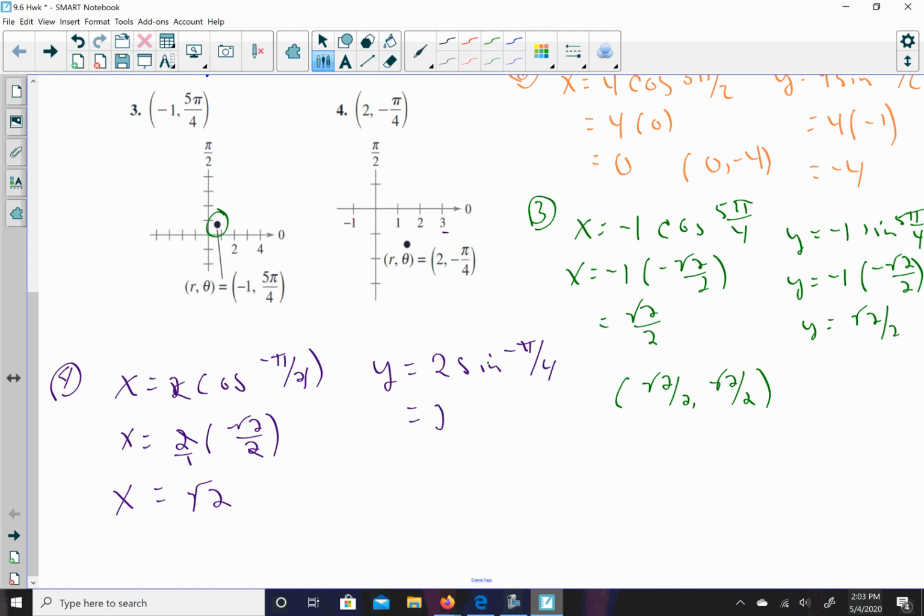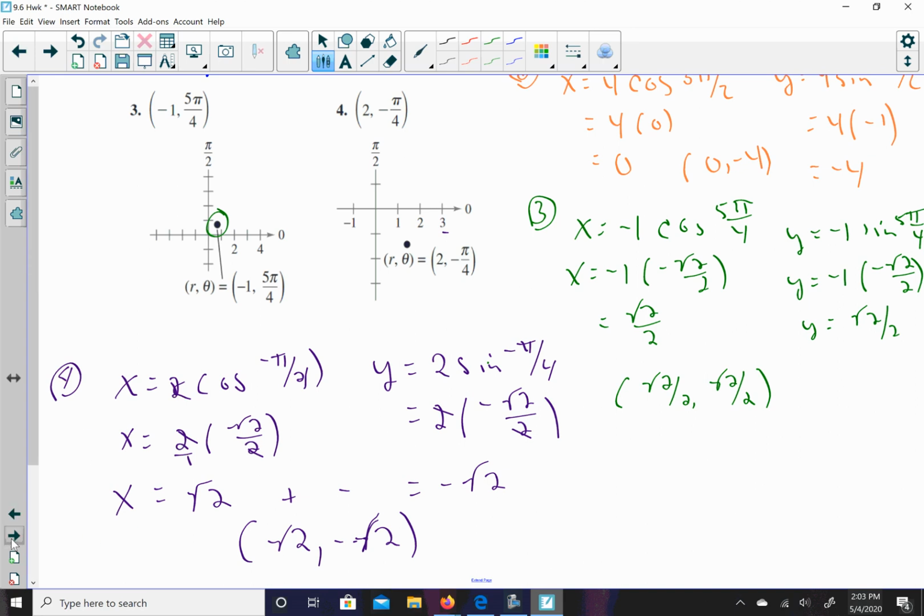So this will be 2. The sine of negative pi over 4 is a negative square root of 2 over 2. When I multiply, the 2's will simplify, and I end up with a negative square root of 2 over 2. So my ordered pair is the square root of 2, negative square root of 2. Just like that. And that does make sense. This is positive, this is negative, which does put it in the fourth quadrant, so it seems to be correct.